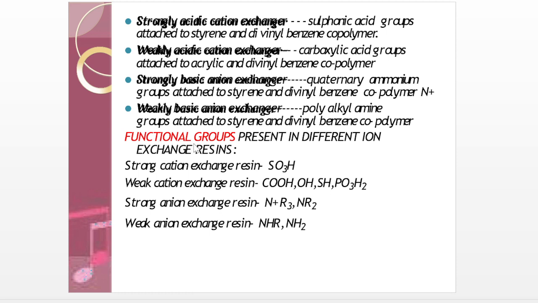If we look at the functional groups present in different ion exchange resins, a strong cation exchange resin contains sulfonic functional groups. A weak cation exchange resin contains acetic functional groups, or hydroxyl or thiol functional groups. It may also be a phosphate functional group. A strong anion exchange resin contains tertiary amine, and it may be amines. A weak anion exchange resin contains NHR and NH2.